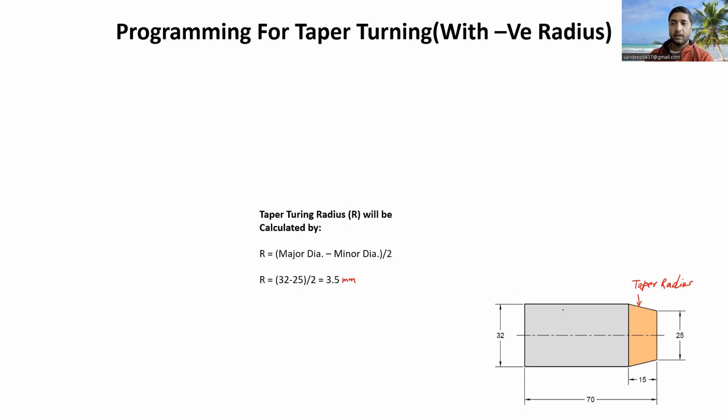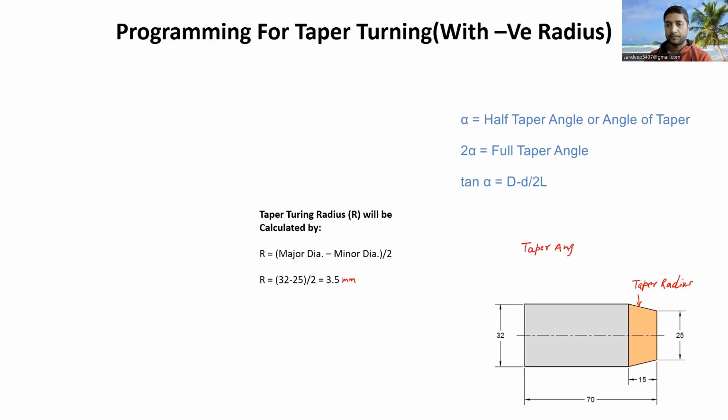Now kindly note one thing here, that suppose we are doing machining with conventional lathe machine, and in conventional lathe machine we find out taper angle instead of taper radius, and taper angle there we will find out with this formula. Taper angle alpha is equal to major diameter minus minor diameter divided by 2L. And from here alpha we will have tan inverse major minus minor diameter divided by 2L.